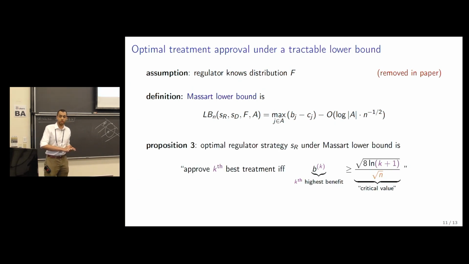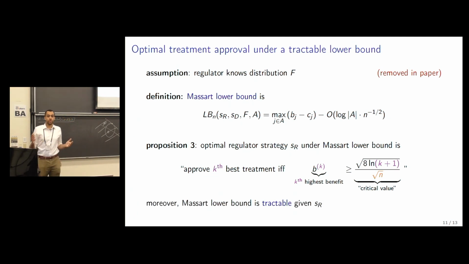And so proposition 3 is going to say that the optimal regulator strategy under this Massart lower bound will look like stepwise multiple hypothesis testing. In other words, you will approve the kth best treatment if and only if the benefit of that treatment exceeds a critical value, where that critical value is increasing in k, so increasing in the number of treatments already approved, and it's going to be decreasing in square root n. Right? So it's not motivated in the same way as a hypothesis test, but for very different reasons, you end up getting something that looks like a hypothesis test.